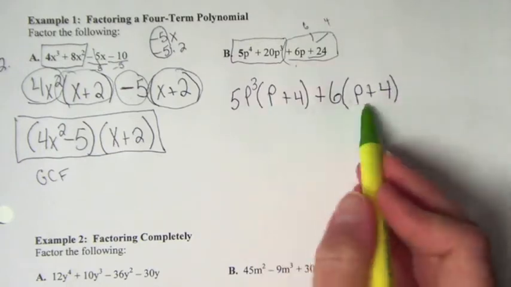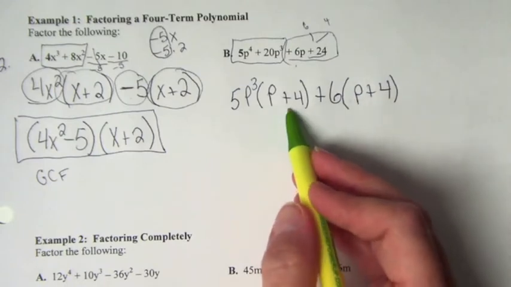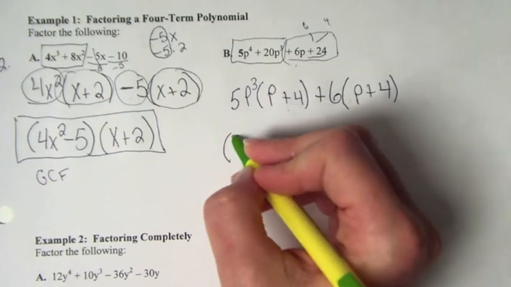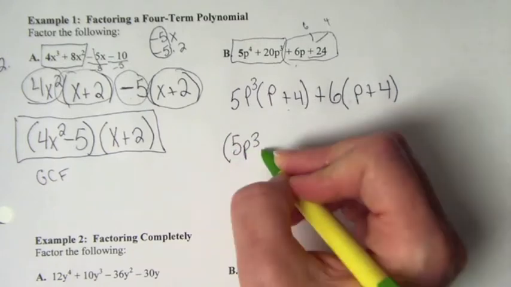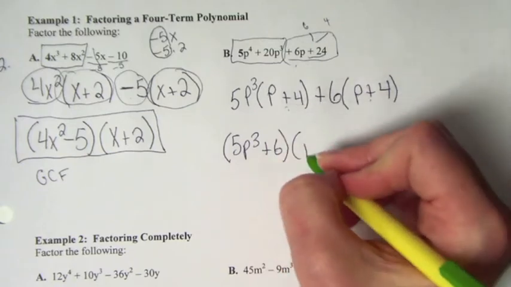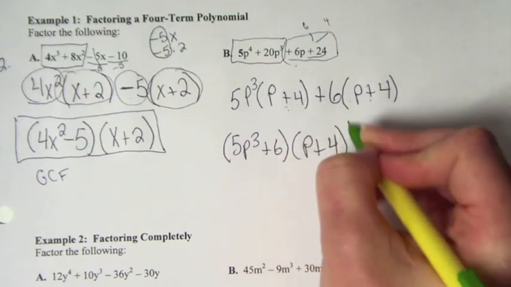And then notice these match, and they should match on these factoring by groupings. One of your factors is going to be your GCF ones, 5p cubed plus 6. And then the other factor will be just one of these that are alike. You only want one of those.